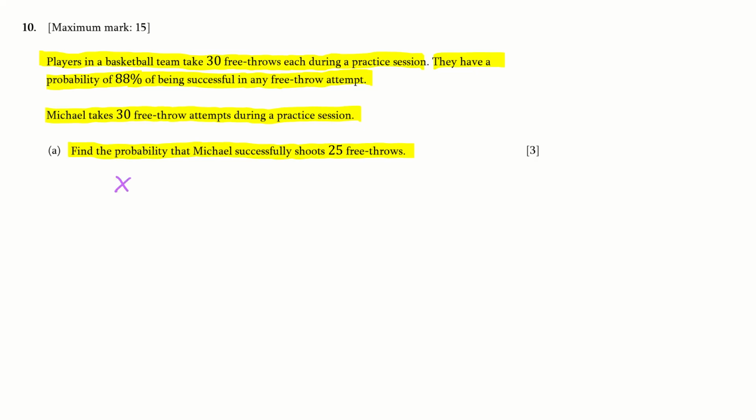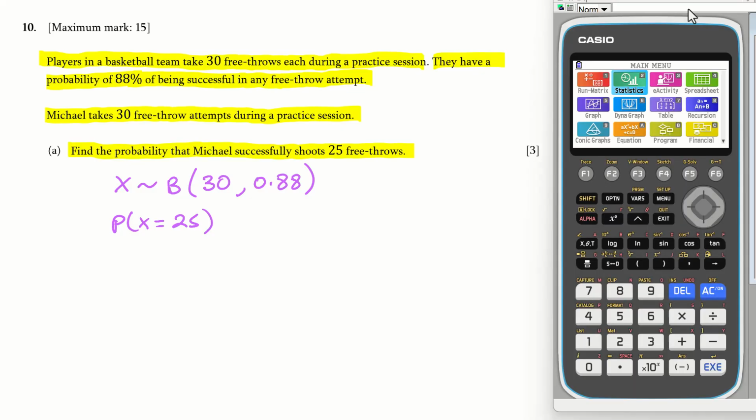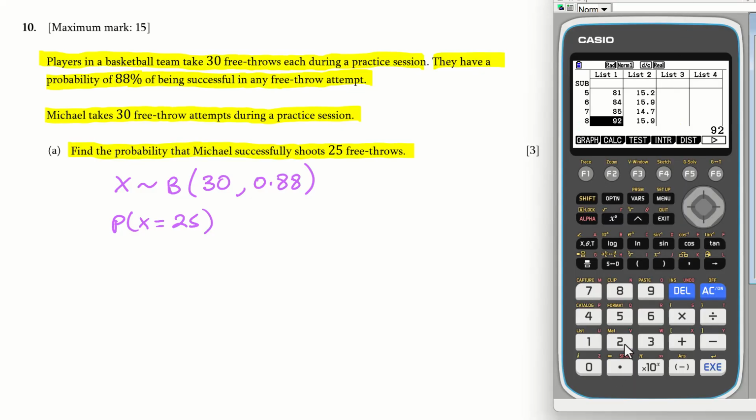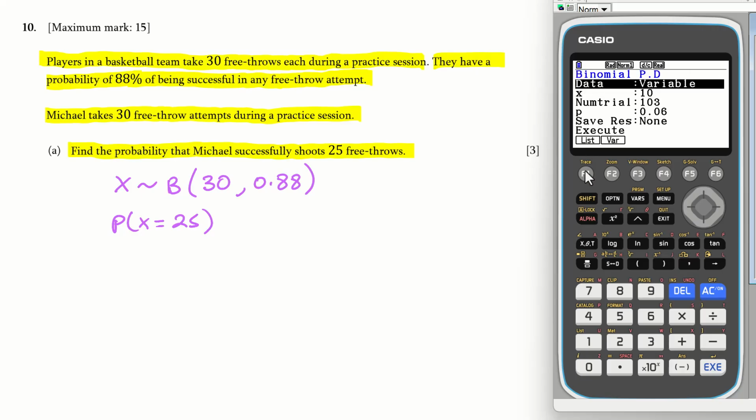So the first thing to note here is that we have a binomial distribution. There are 30 trials. The probability of success of any trial is 0.88. And we want to calculate the probability of x equals 25, and this is just calculator work. So we're going to head into statistics. But this time we want to go to distribution and then binomial, which is F5. And this is a single value, which is a BPD.